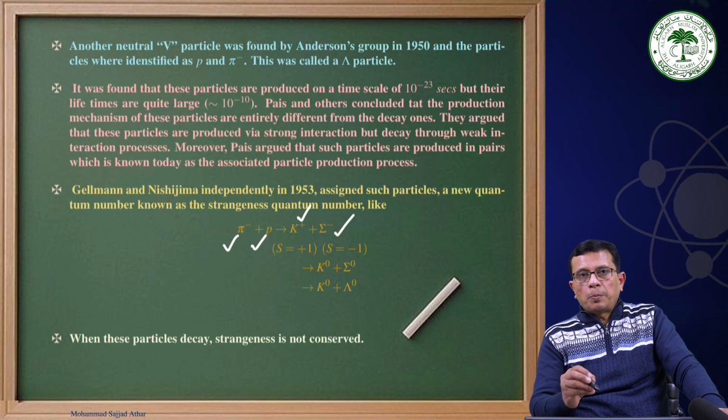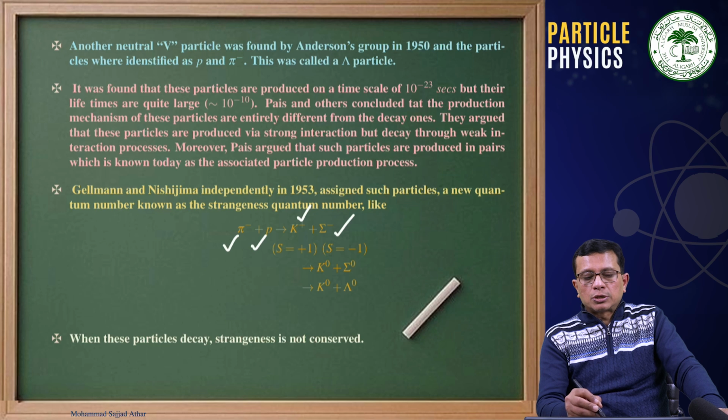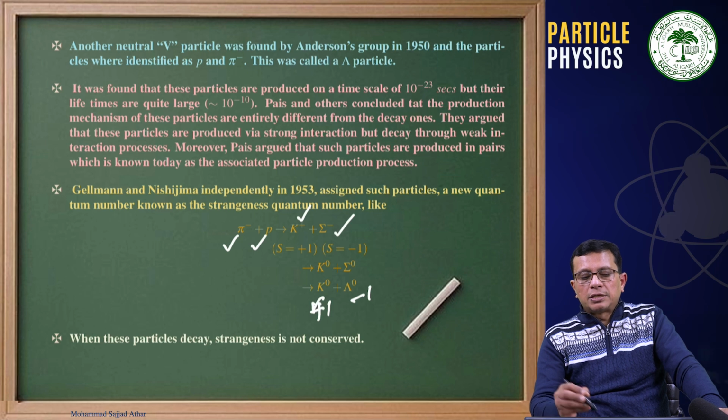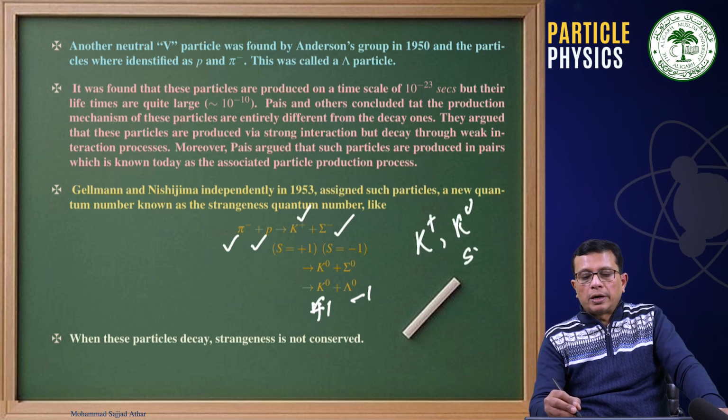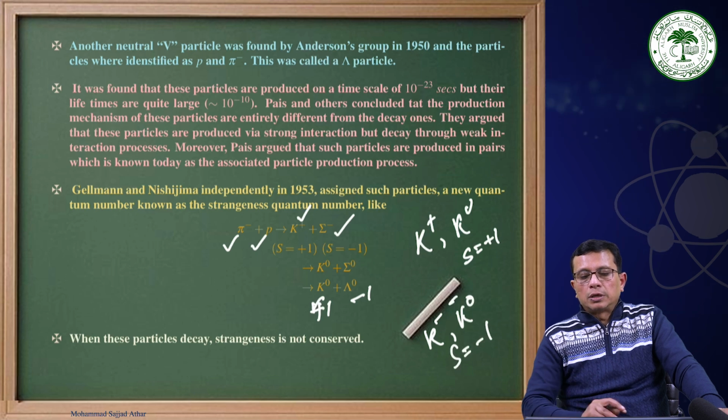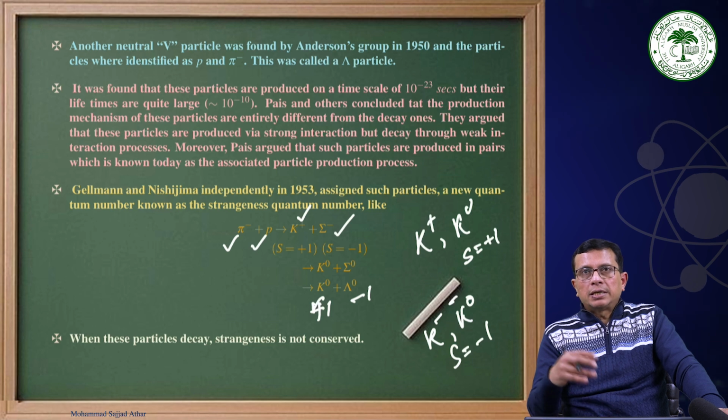This is an important point: here the strangeness quantum number is +1, and for lambda 0 it is -1, and similarly for K0. For K plus and K0, the strangeness quantum number assigned was +1, and for K minus and K0 bar it was -1. Therefore, let's stop here, and we will start discussing strange particles and the different processes in our next lecture.